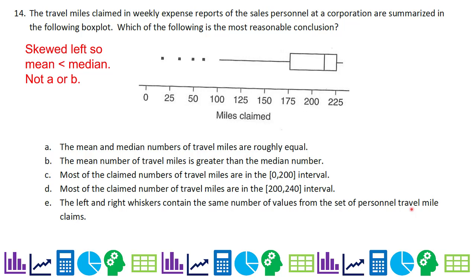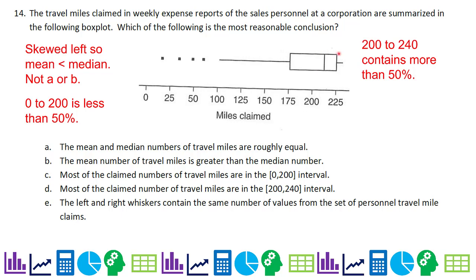Next one says most are between 0 and 200. Well, 0 to 200 is less than 50% because we're not hitting the median yet. Then it says most are between 200 and 240. So that would be this area. Definitely contains more than 50%. So let's just check the last one.